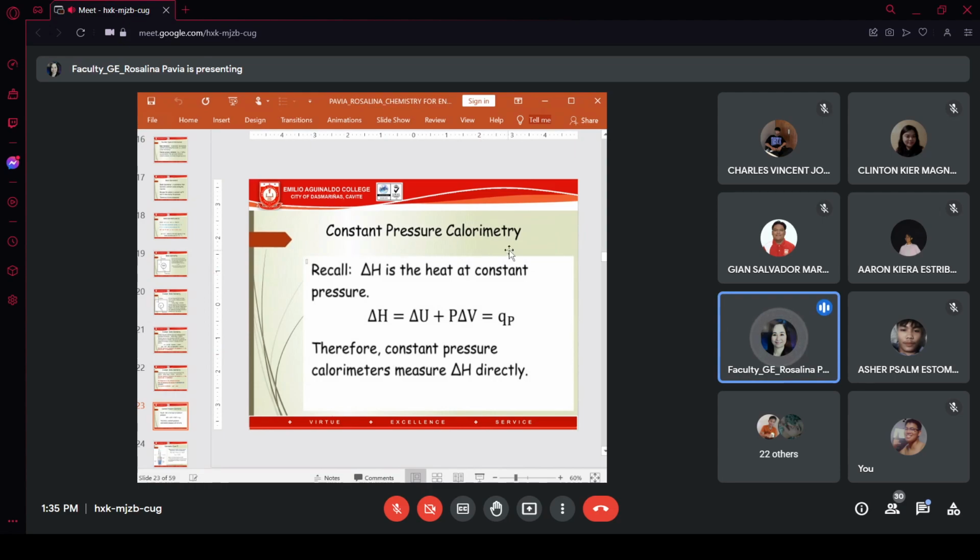I-discuss ko muna yung constant pressure para makapag-simulate kayo sa calorimetry. Okay. Recall that delta H is the heat at constant pressure. Remember kanina? So we can say now that delta H is equal to delta U plus P delta V. That is actually the heat at constant pressure. So meaning to say, pag constant pressure calorimetry, if the heat is given, you need not solve delta H anymore. Sa constant volume naman, if the heat is given, you need not solve for delta U because delta U is also equal to the heat at constant volume.